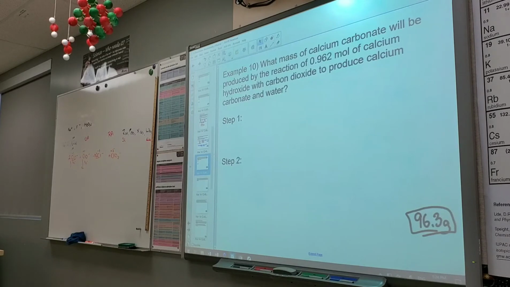Calcium is a group 2 ion. How do I know calcium is a group 2 ion? Because it's in group 2 up here.